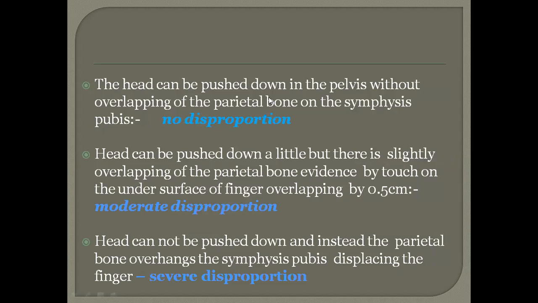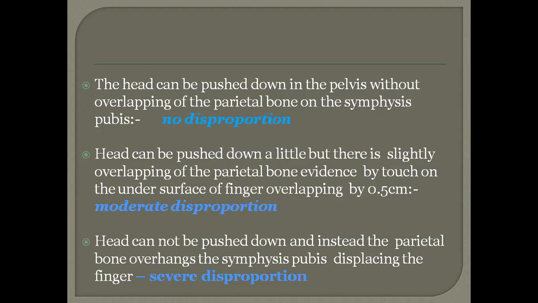If the head is able to be pushed down into the pelvis without any overlapping of the parietal bone, meaning the fetal head is easily pushed down to the pelvis, then we can assume that there is no disproportion. Now, if the head can be pushed down a little, but there is slight overlapping of the parietal bone, evidenced by touch on the undersurface of the finger, overlapping by 0.5 centimeters. So in the first case, if there is no disproportion, the head will be pushed down into the pelvis without any overlapping of the parietal bone.